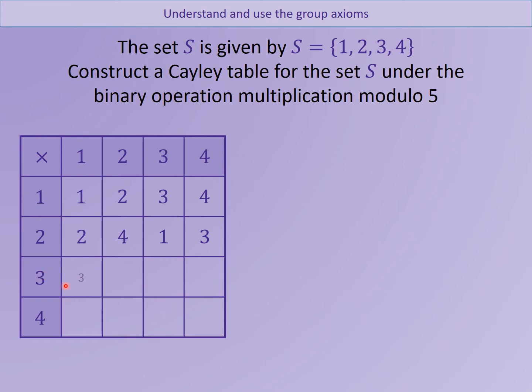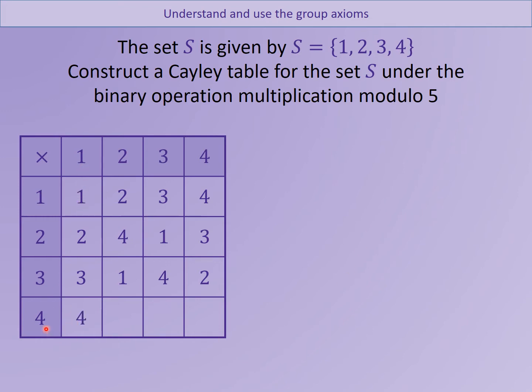Okay, so what did you get? 3 times 1 is 3, 3 times 2 is 6, which is obviously 1 again in modulo 5. 3 times 3 is 9, 9 minus 5 is 4. 3 times 4 is going to be 2, because you've got 12. So 3 times 4 is 12, take away 2 lots of the number 5, literally 2.